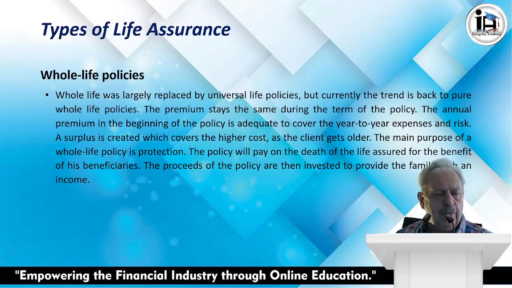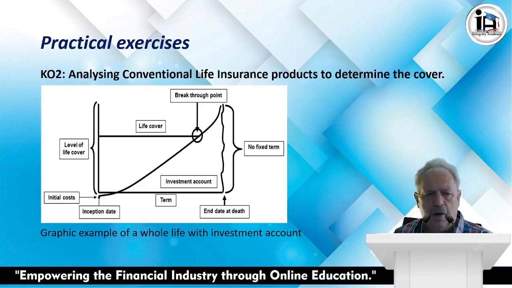The annual premium in the beginning of the policy is adequate to cover the year-to-year expenses and the risk. A surplus is created which covers the higher cost. As the client gets older, the main purpose of a whole life policy is for protection. The policy will pay on the death of the life assured for the benefit of his beneficiaries, and the proceeds of the policies are then invested to provide for a family income. So this is a cheap type of product to provide a large amount of money for your client.